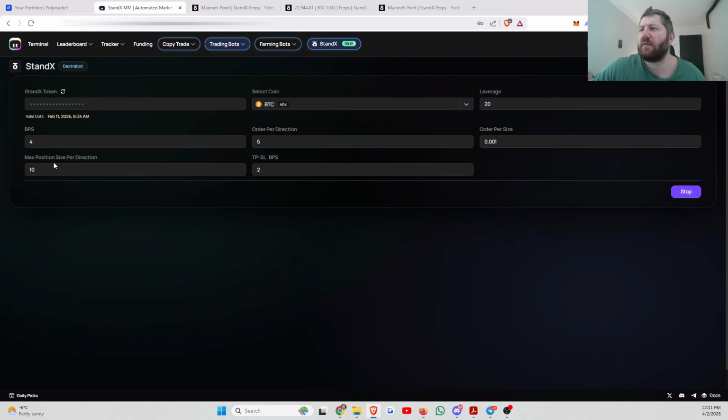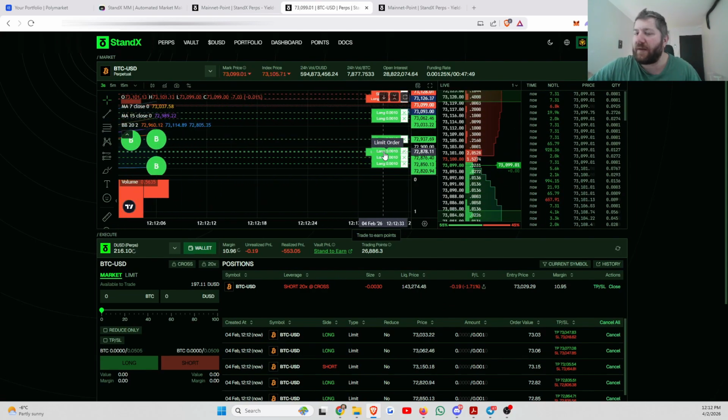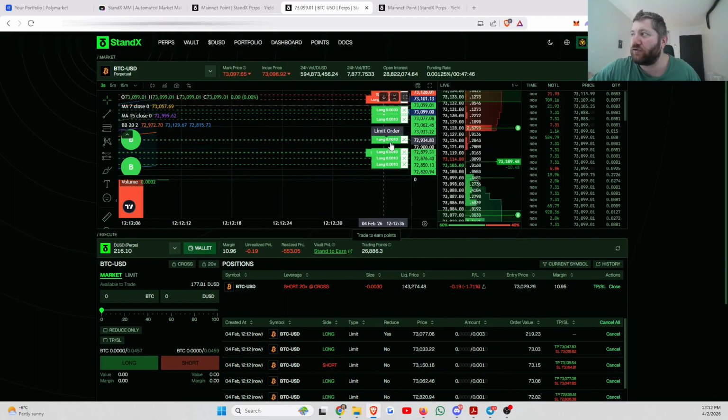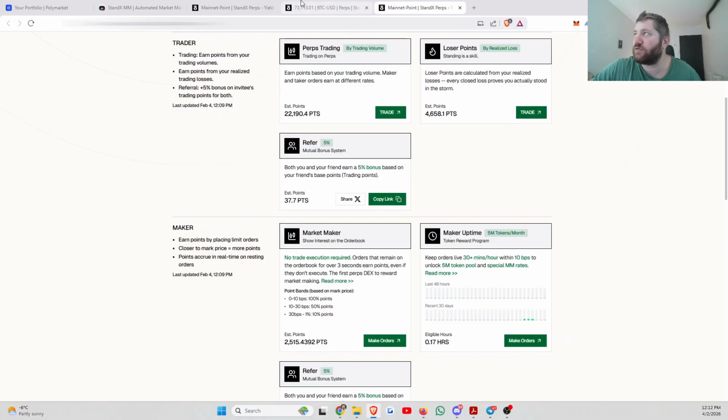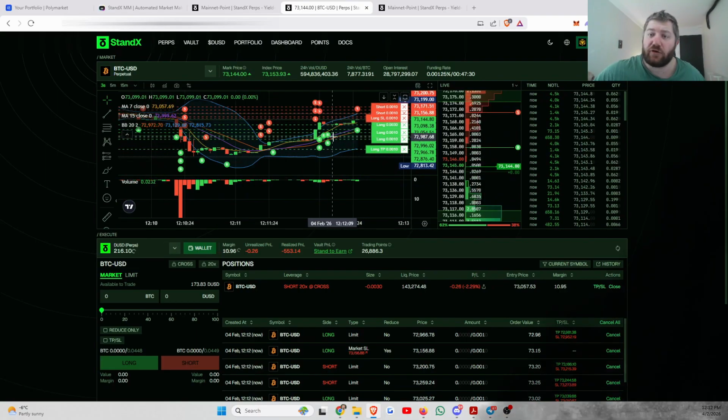And max position size per direction, on either the long side or the short side: how much do I want my total position to be? Then take profit, stop loss, BPS. This is a little bit important because it actually changes the behavior of your bot. If I set my BPS as 4 and my take profit and stop loss BPS as 2, it means that when I send, actually let me show it here. When I send my order here, as you see, above 2 BPS and below 2 BPS, it sends limit orders as take profit and stop loss. So yeah, this is how it essentially works. Again, you don't have to go this aggressive.